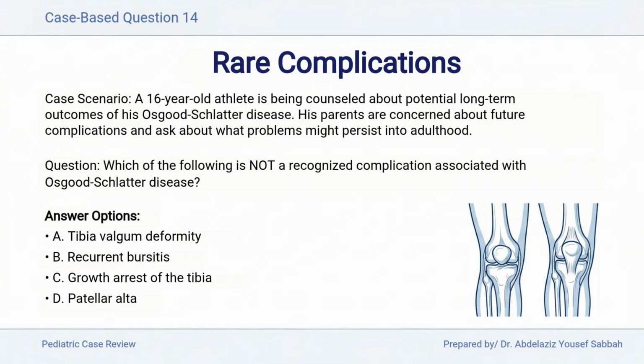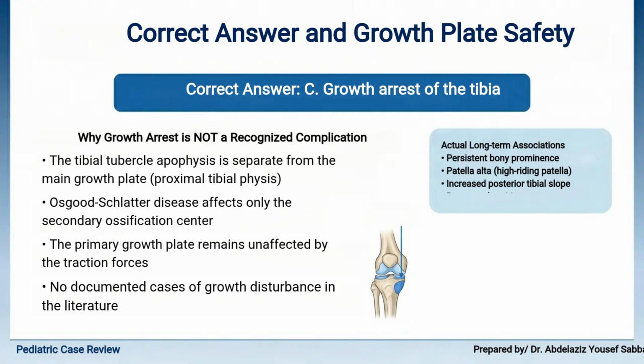Option A. Tibia valgum deformity. Option B. Recurrent bursitis. Option C. Growth arrest of the tibia. Option D. Patella alta. The correct answer is Option C. Growth arrest of the tibia.